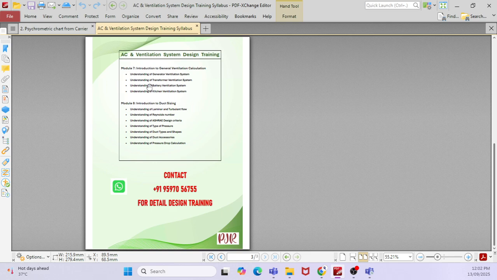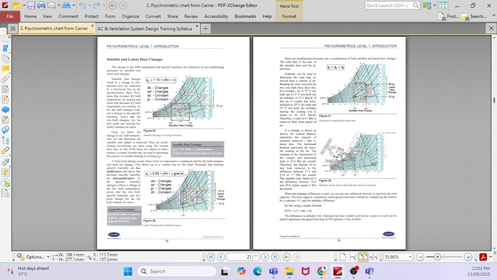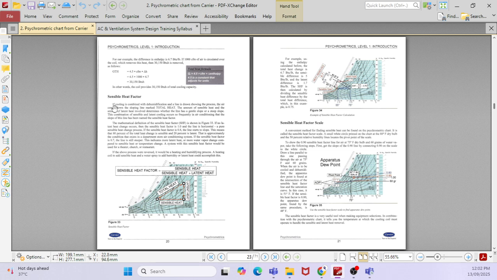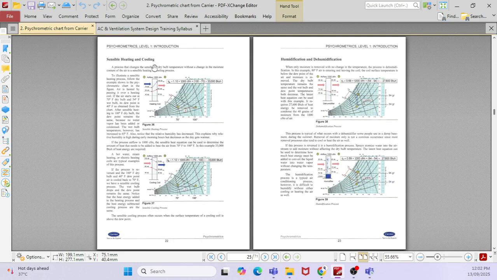Now for example, after that you will study the sensible heat factor. The sensible heat factor equation is here. Then the sensible heat factor scale, apparatus dew point temperature. What is apparatus dew point temperature? How does it help for the calculation? Then sensible heating and cooling. See that there is one example. They are doing the calculations here. So this one you have to sit and do. Try to do some assignment every day for 15 days. Then after some time you will be able to do some calculations independently.